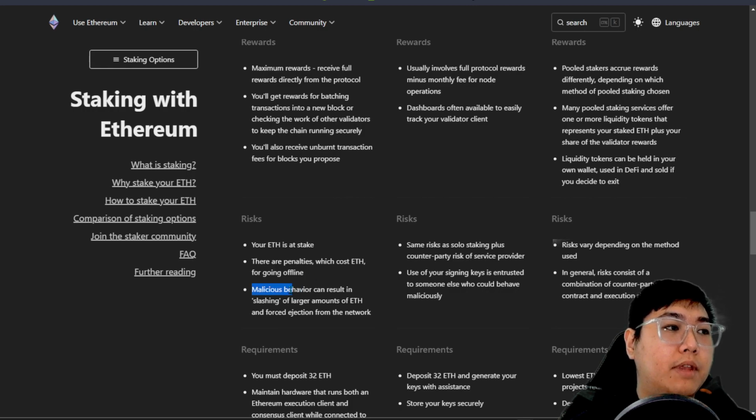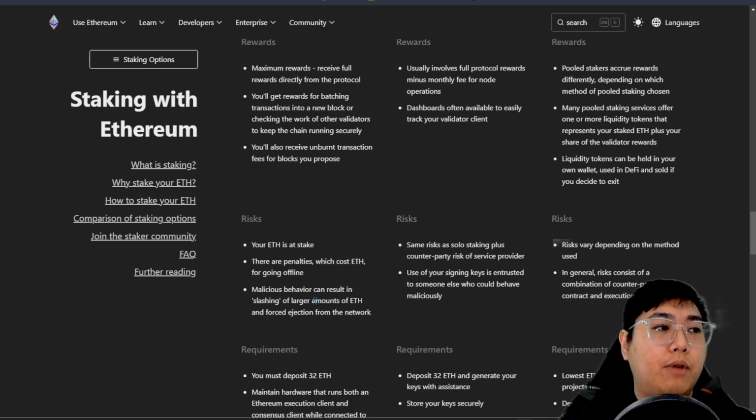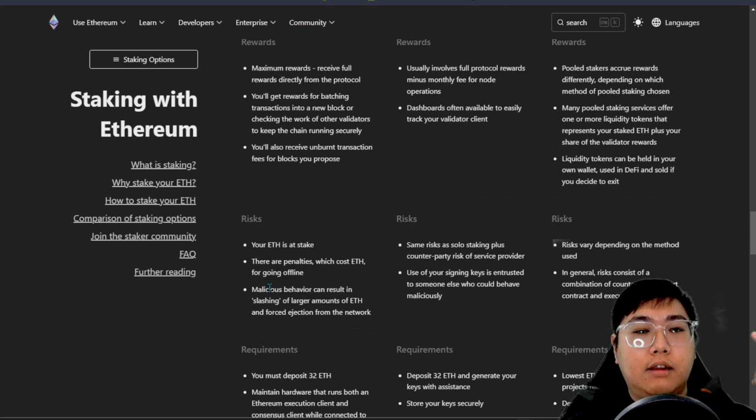And after that, malicious behavior can result in slashing. And of course, when slashing happens, you are basically going to lose a large amount of Ethereum, for example 1 Ethereum, if you do a double signature. What do I mean by double signature? It is basically having 2 devices running the Ethereum validator, with the private keys plugged into 2 validators, and both of them sign together. Then it will get flagged and of course get slashed.